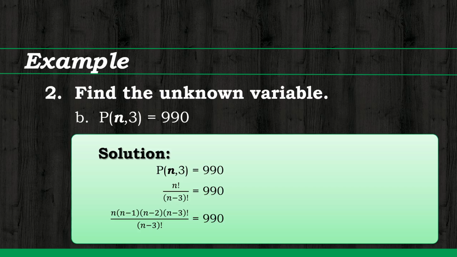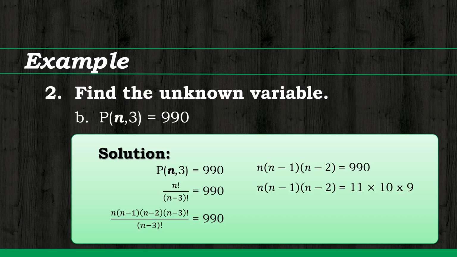So our solution would be n times n minus 1 times n minus 2 times n minus 3 factorial divided by n minus 3 factorial. By cancellation, we will have n times n minus 1 times n minus 2 equals 990. The given expression n times n minus 1 times n minus 2 represents a number. And that number should have the product 990.